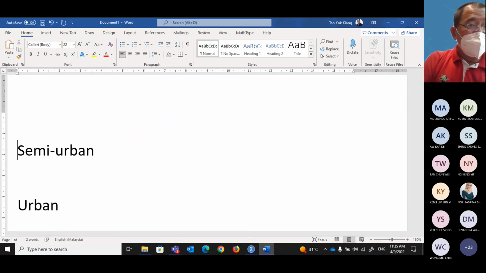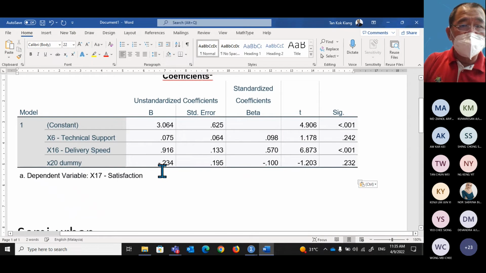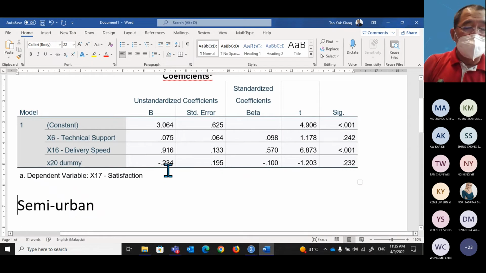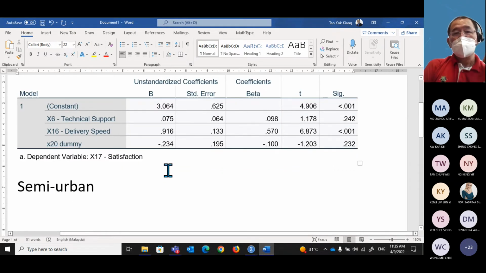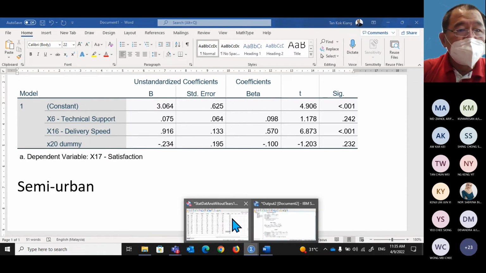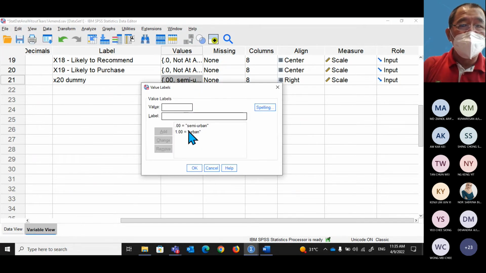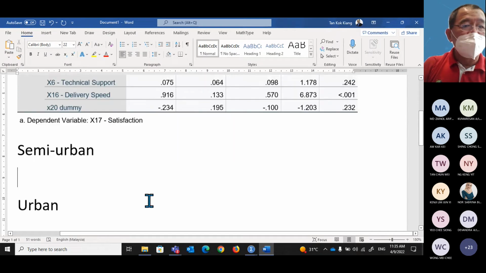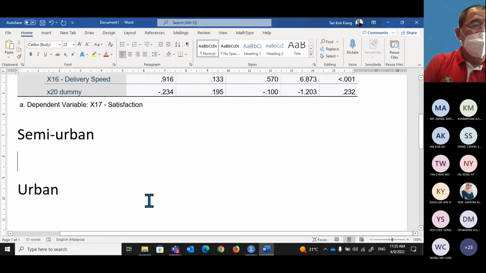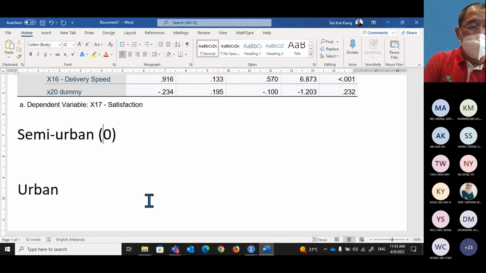Okay, if no problem, now we see the coefficient. Here again, zero is for semi-urban and one is for urban. One is for urban. Zero, semi-urban, zero. This is the dummy.